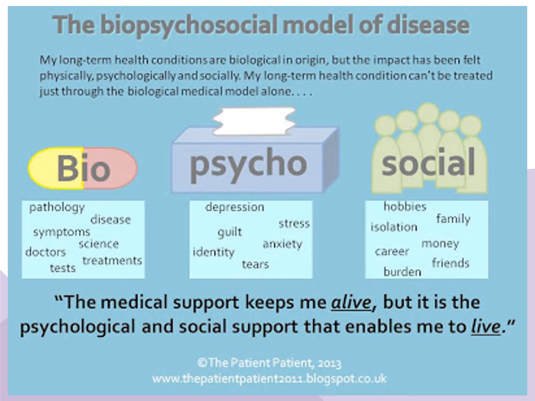So as you can see from this infographic, it's important to consider all 3 aspects when caring for someone with dementia or people with any condition or disability. So the bio stands for the pathology, the disease, the symptoms, treatments and tests. The psycho aspect is about how you feel and the psychological aspect. And social are the hobbies, family, isolation, money, everything else surrounding the person. And it's very useful to remember the phrase, the medical support keeps me alive or manages symptoms, but it is the psychological and social support that enables me to live.